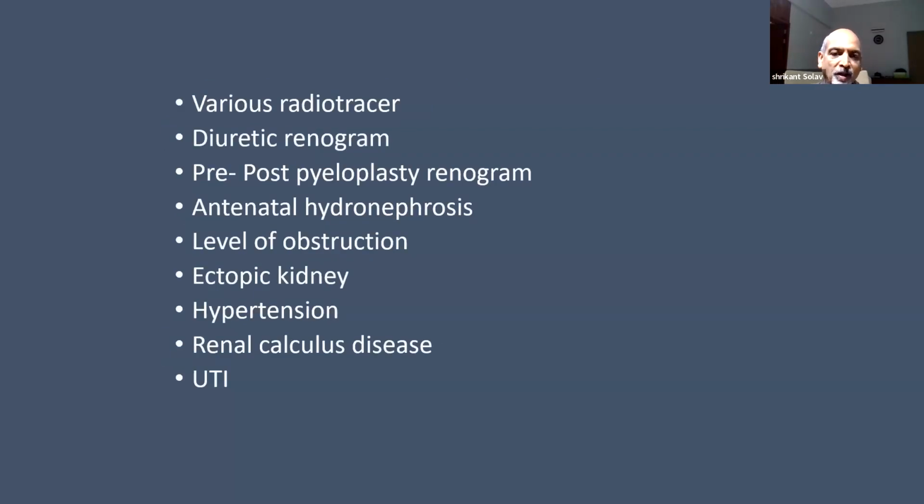So here are various situations where renal scans are used by the urologists or pediatric surgeons. So I'm going to cover what the tracers available to us are, what diuretic renogram is. Today's topic is going to highlight the limitations of diuretic renogram in these situations.